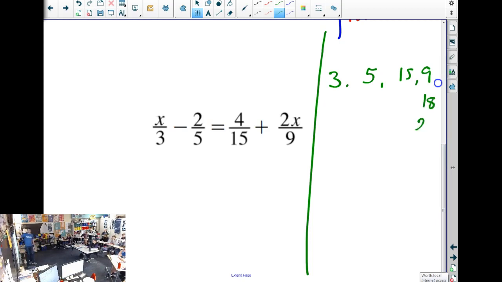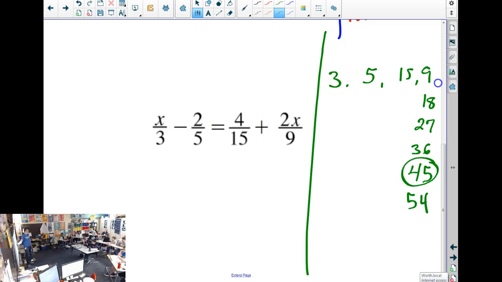So 9, 18, 27, 36, 45, 54. 9's probably my weirdest number here, right? Because 3 has a bunch of multiples, 5 has a bunch of multiples. 15, it's nice because it is the multiple of 3 and 5. 45, guys, would be a multiple in all of these.